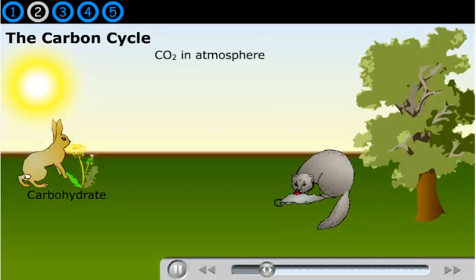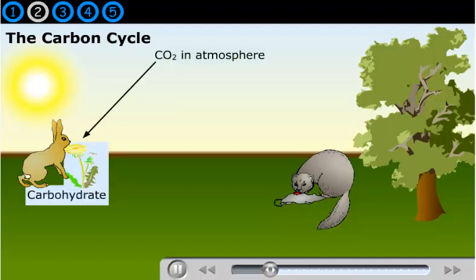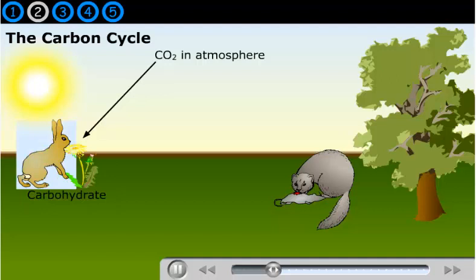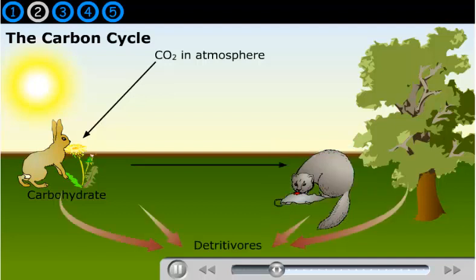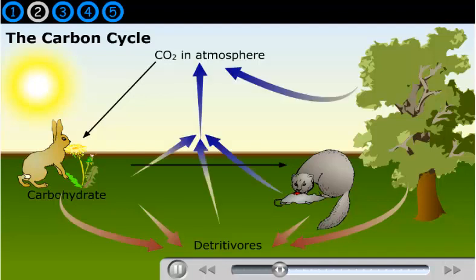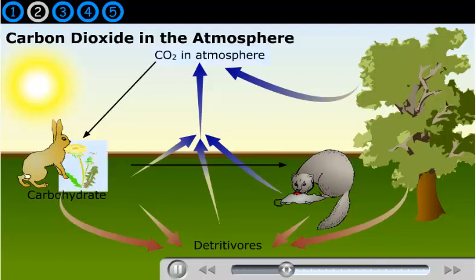Carbon in the atmosphere is found mainly as carbon dioxide. Primary producers like plants use carbon dioxide to produce carbohydrates. The plants are eaten by primary consumers, which are eaten by higher-level consumers. When plants and animals die, they become food for detritivores. Cellular respiration by plants, animals, and detritivores and the burning of fuels return carbon dioxide to the atmosphere, and the cycle begins again. Carbon dioxide is cycled out of the atmosphere rapidly because plants need it for photosynthesis.